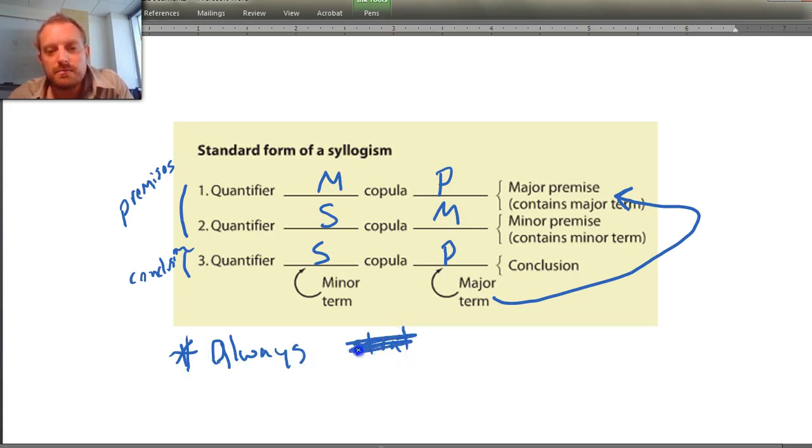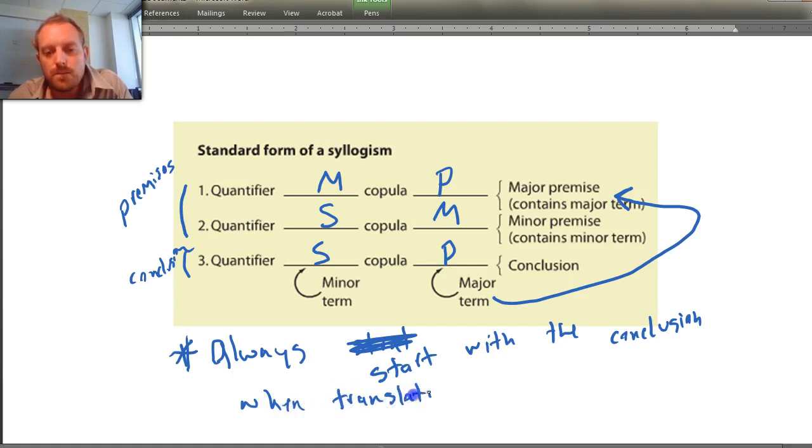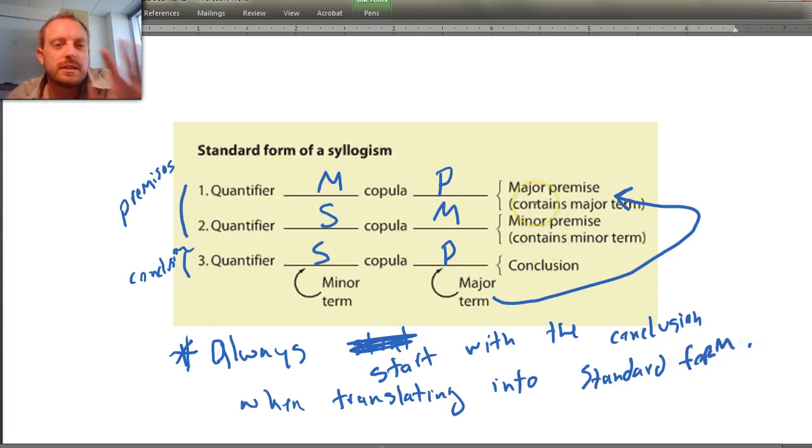Always start with the conclusion when translating into standard form. And it's incredibly important that you stick with standard form and that you demonstrate this.